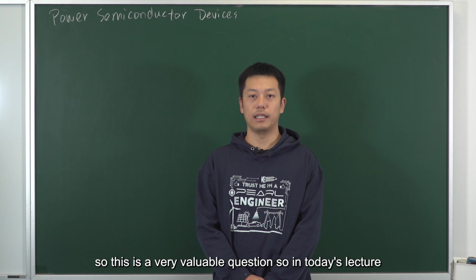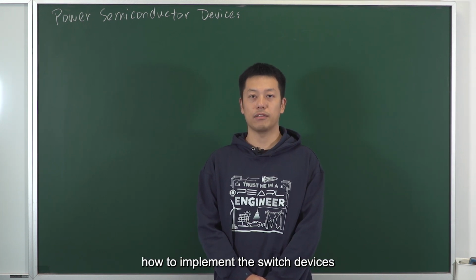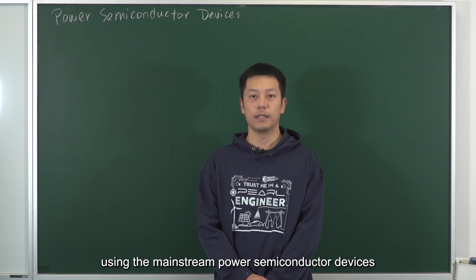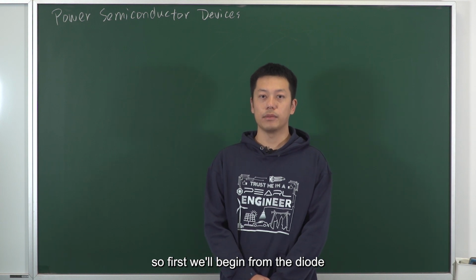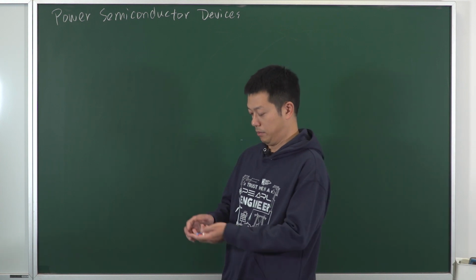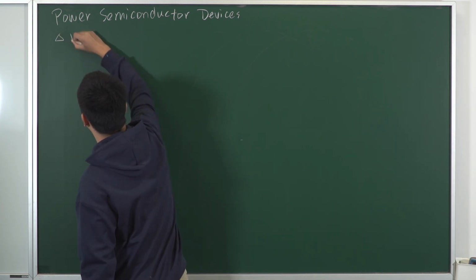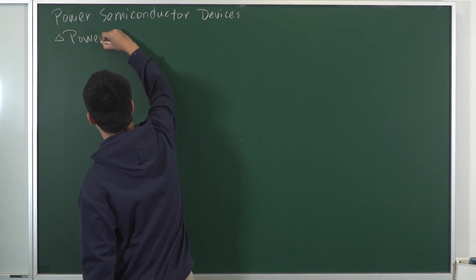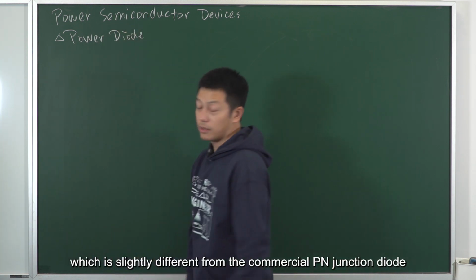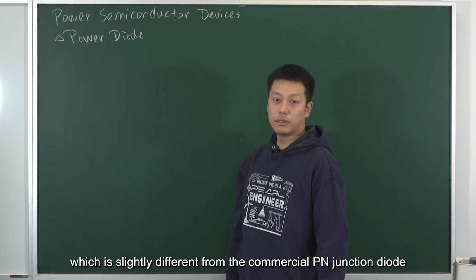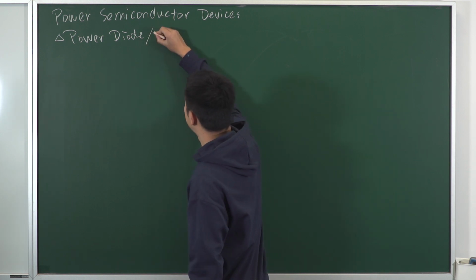So in today's lecture, we are going to learn about how to implement the switch devices using the mainstream power semiconductor devices. First, we'll begin from the diode. We'll talk about the power diode, which is slightly different from the conventional PN junction diode. Indeed, we use the PIN diode.